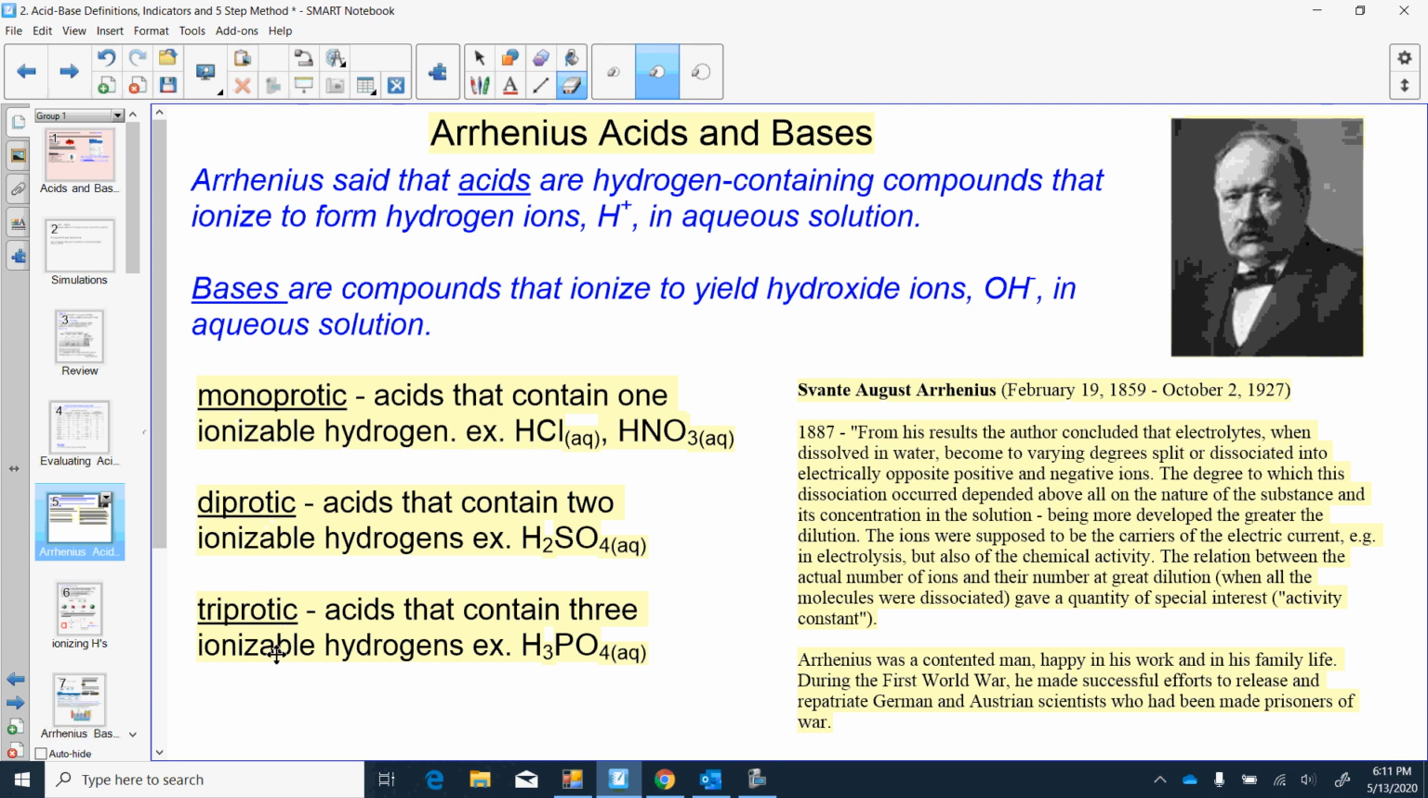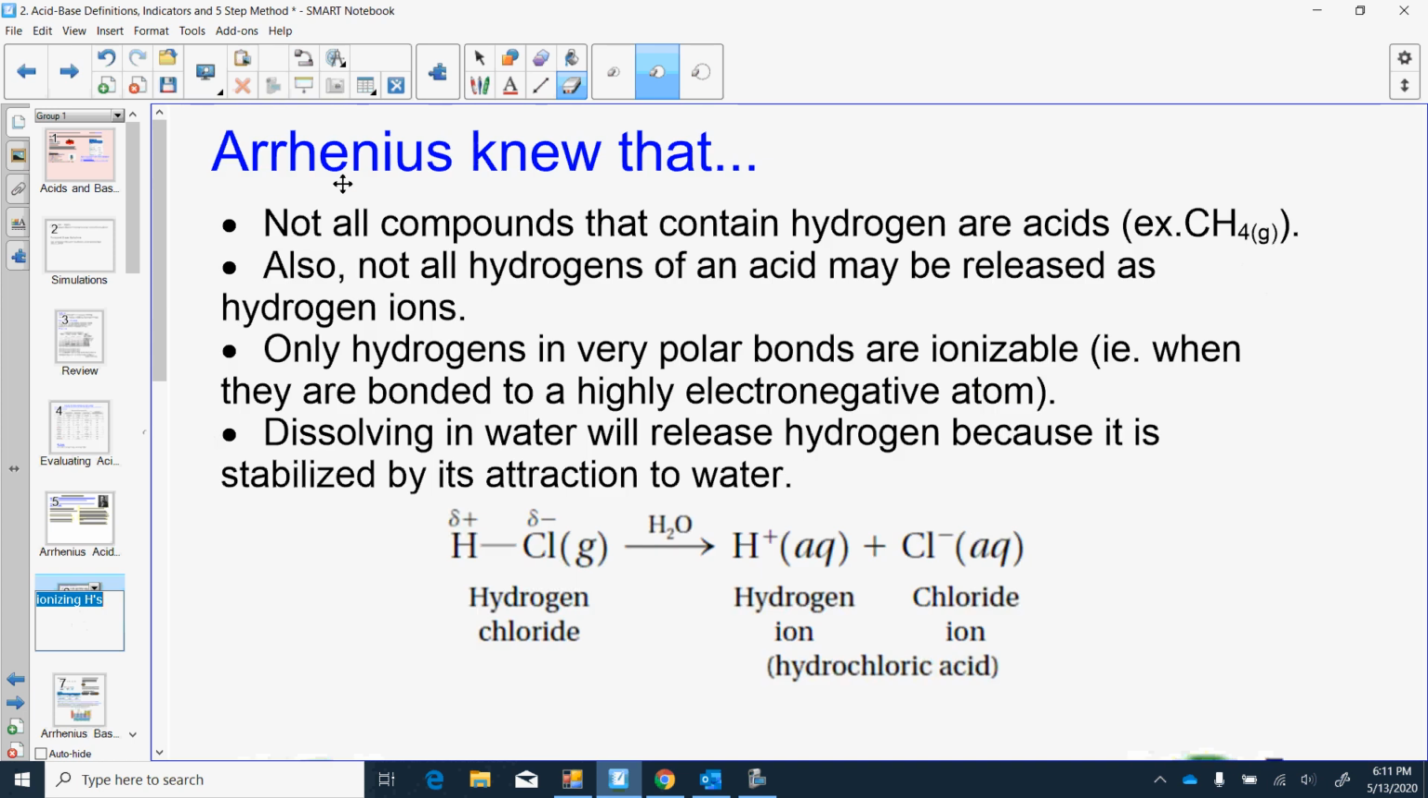Monoprotic, diprotic, and triprotic. I've mentioned these terms before, but I'm going to remind you of what they mean. Protic means protons, so hydrogens. Any acid that has one hydrogen is called monoprotic. Any acid with two hydrogens is diprotic, and any acid with three hydrogens is triprotic. We talked about that because even though these guys have multiple hydrogens, they'll lose one hydrogen at a time. All right, so you might say, does any compound that has an H act as an acid? That's not true, and Arrhenius knew that.